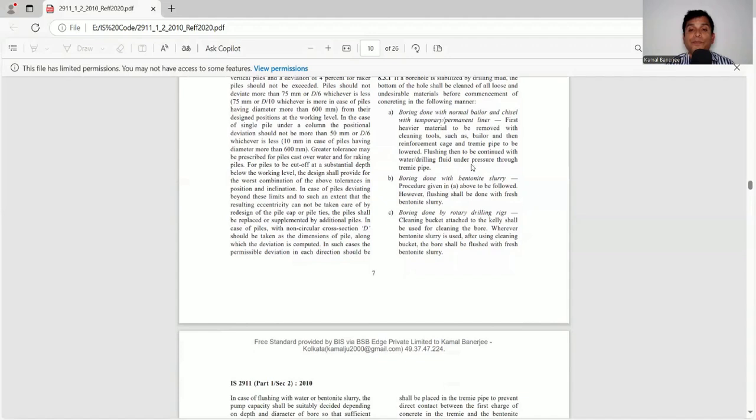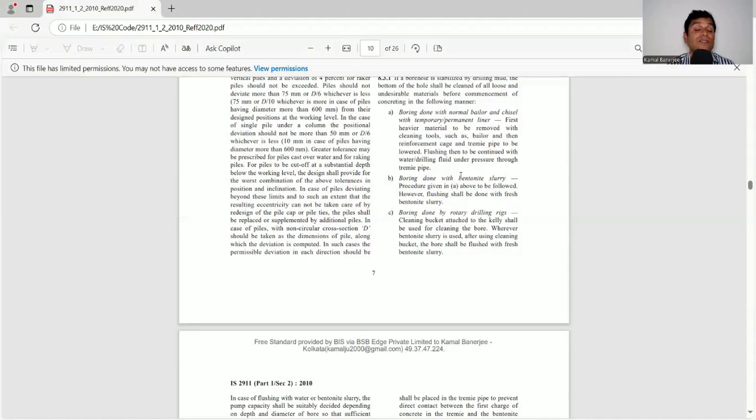Procedure is given: tremie pipe flushing to be done, continue the drilling mud under pressure through the tremie pipe. Whenever after flushing, when water is coming out from the bore, we need to check the density of the bore. If it is below 1.12, as I discussed in the amendment, this Annexure D, then we can start the concrete.